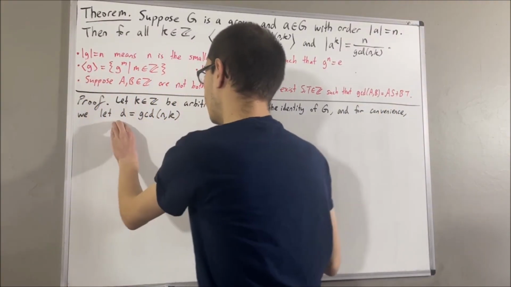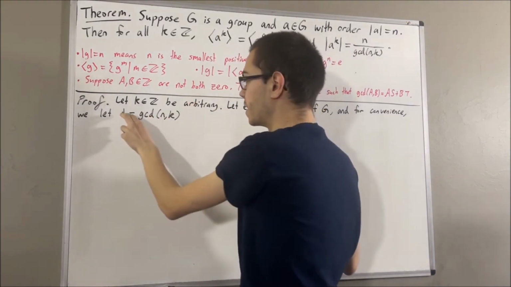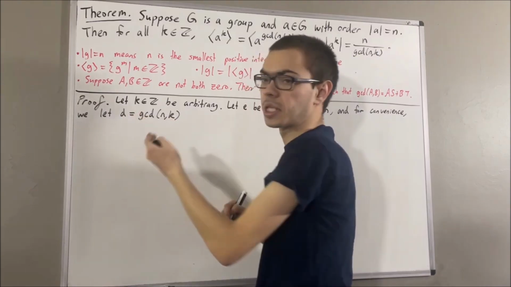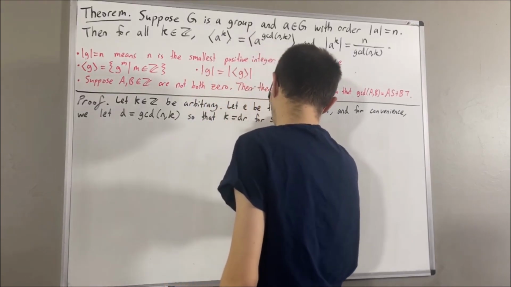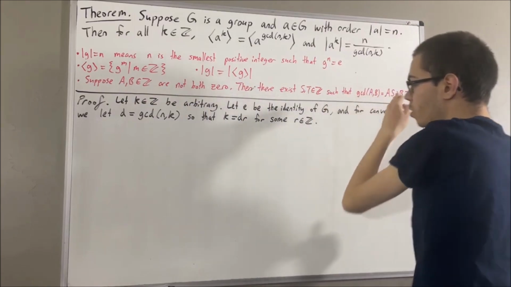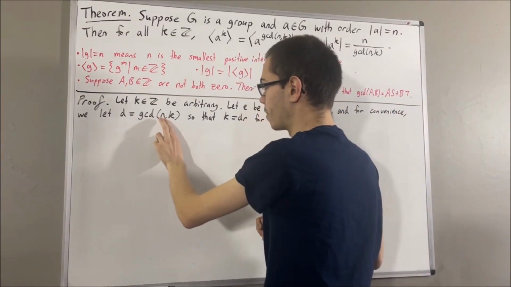Now, we know that d is a divisor of both n and k. In particular, since d is a divisor of k, this means that k is equal to d times some integer. I'll call it integer r. Also, according to this result, we know that there exist integers s and t such that d is equal to ns plus kt.